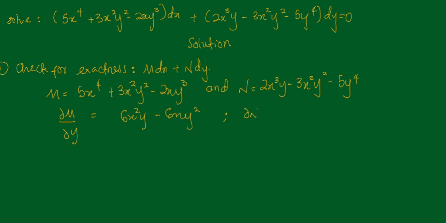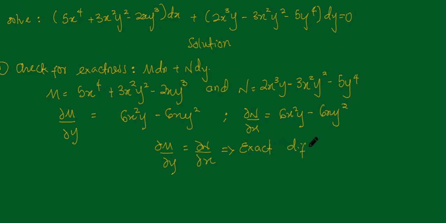The next step is to find the partial derivative of N with respect to x. With that, we have 6x squared y minus 6xy squared. When you differentiate minus 5y raised to the power of 4 with respect to x, you get 0 as a result. From this, we can see that the partial derivative of M with respect to y is equal to the partial derivative of N with respect to x, showing that this equation is an exact differential equation.